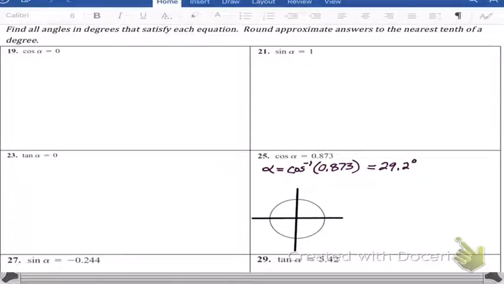Because cosine is positive here, negative here, but positive here. So right now I have 29.2 degrees. So one of my angles is 29.2 degrees. Well, my other angle that I need to find, so that's one. My other one I need to find is down here.